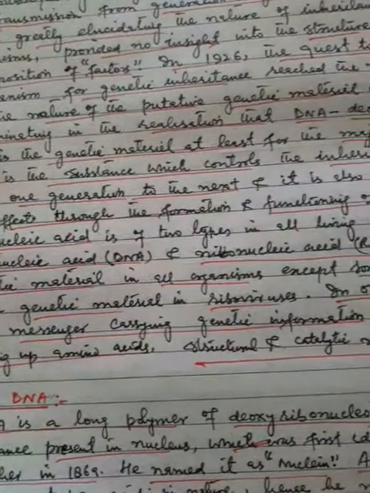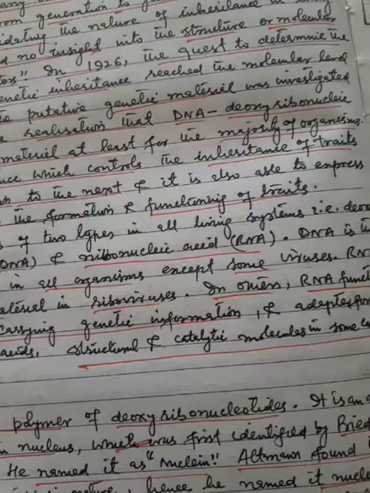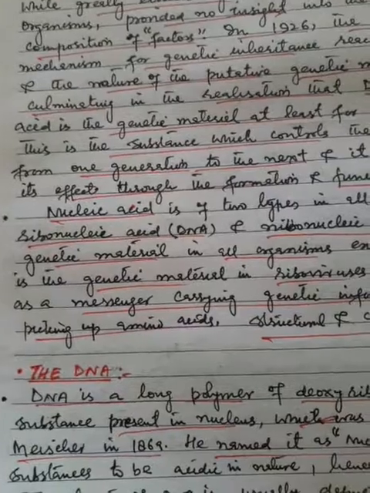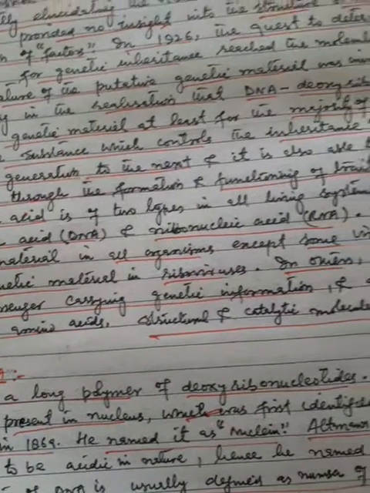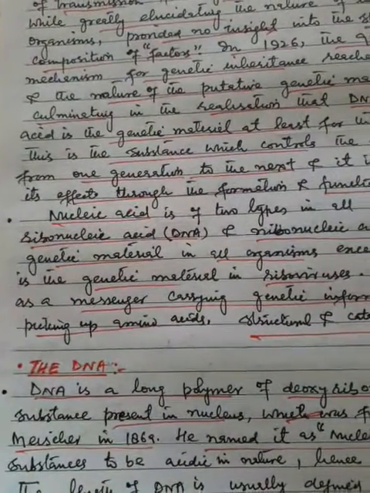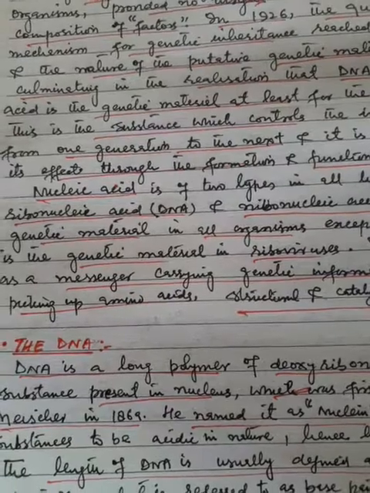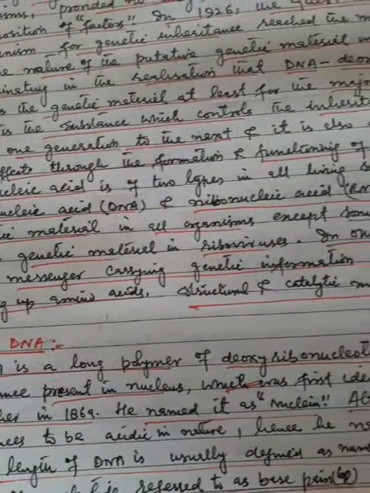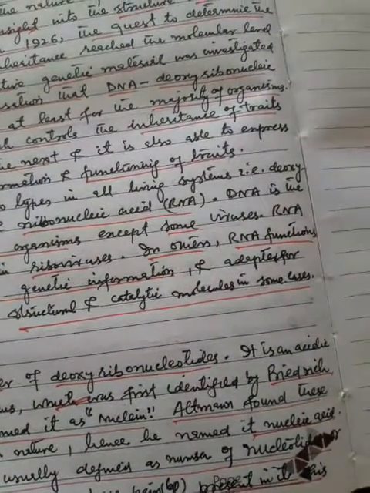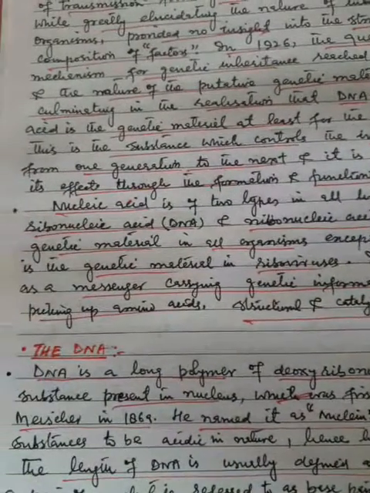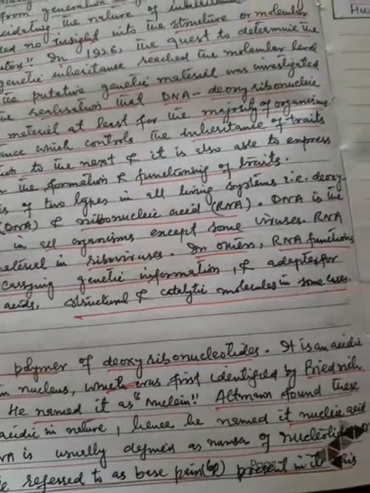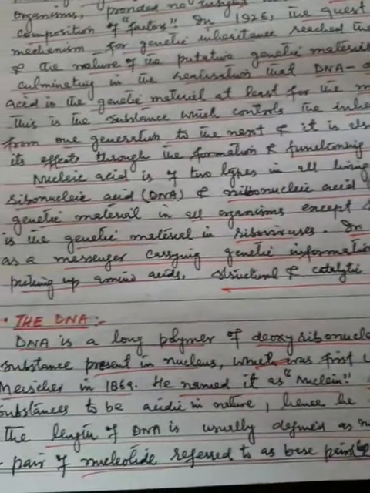DNA is a long polymer of deoxyribonucleotides. It is an acidic substance present in the nucleus which was first identified by Friedrich Miescher in 1869. He named it nuclein. Altman found these substances to be acidic in nature, hence he named it nucleic acid.